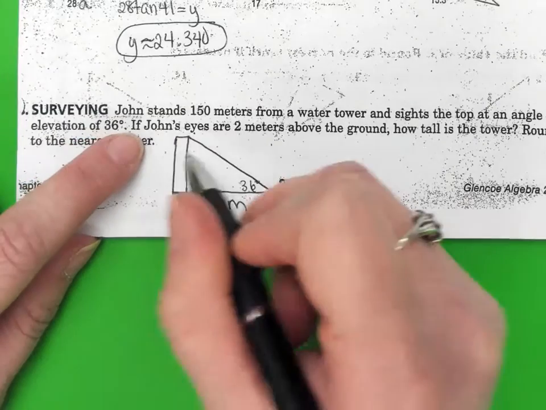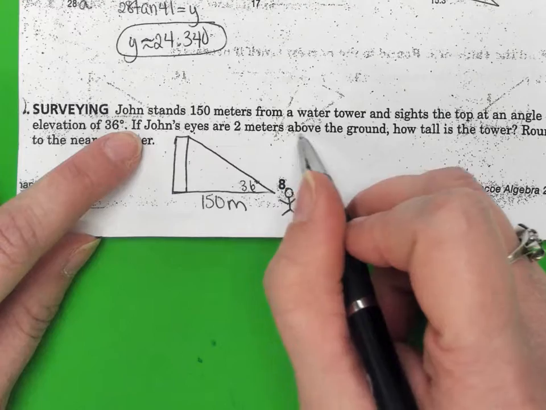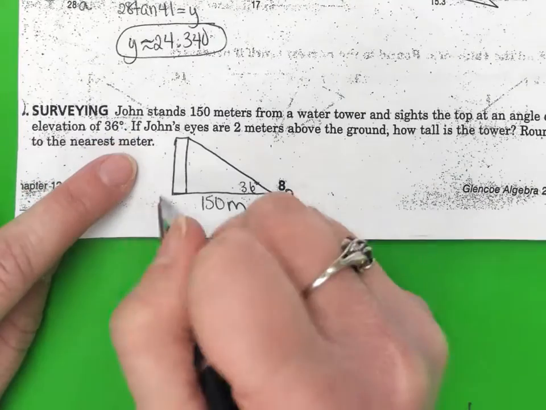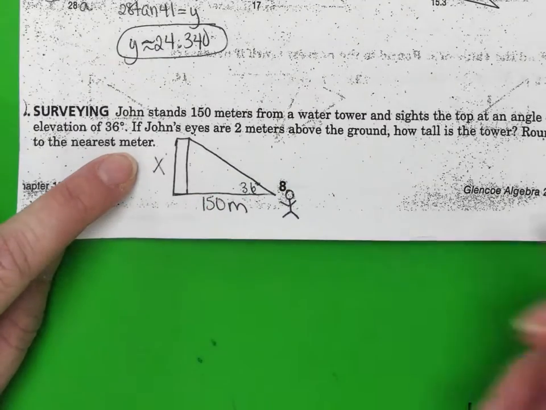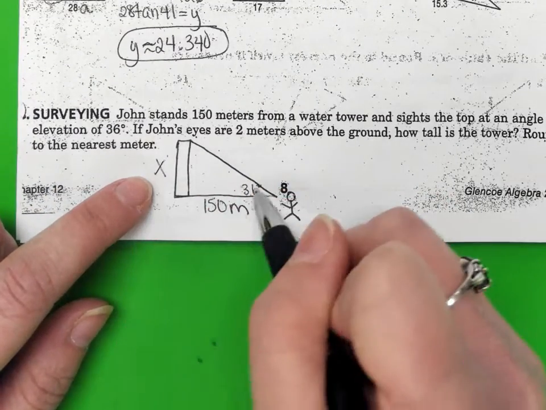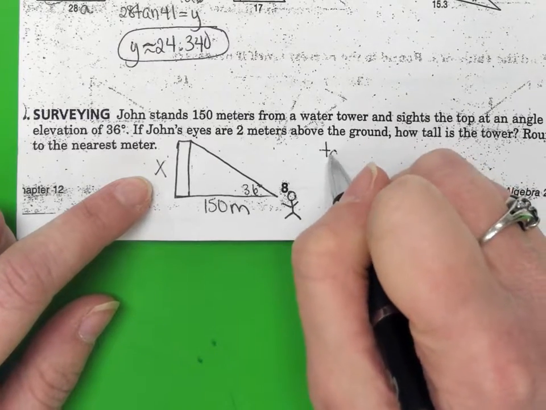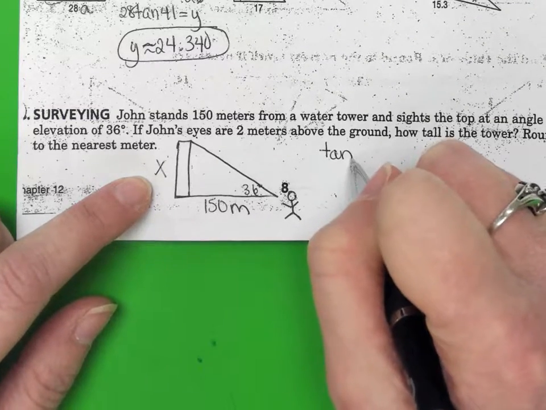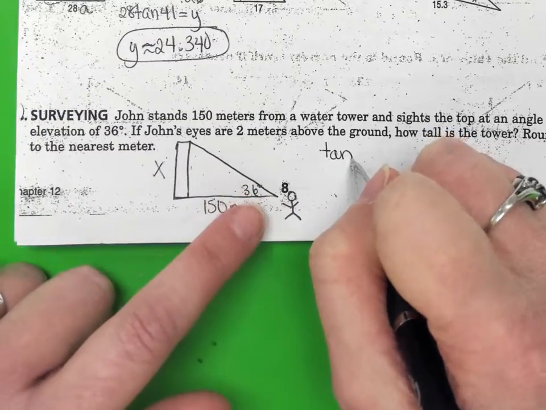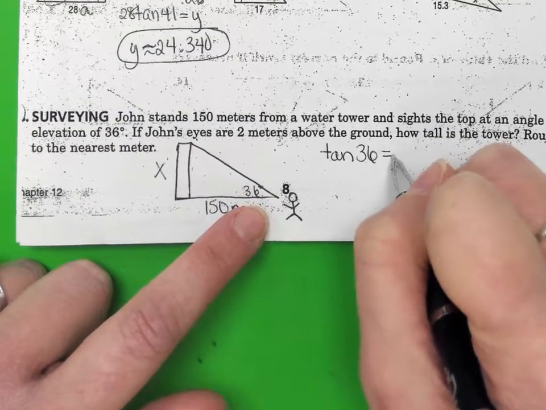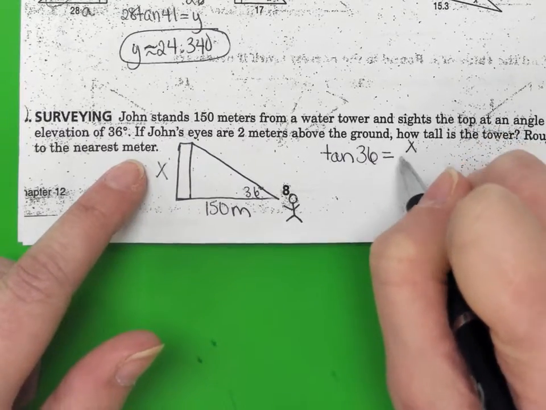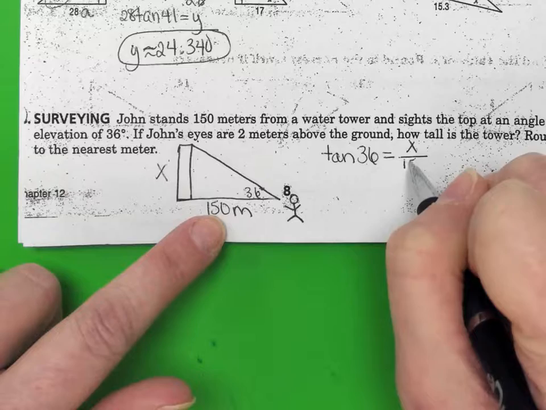If John's eyes are 2 meters above the ground, how tall is the tower? So we want to find how tall the tower is, right? So we have tangent because we have an opposite and an adjacent. Wait, so the 2 meters doesn't? We're getting there. He comes in at the end. So we have tangent of 36, and we have opposite, which is x, over adjacent, which is 150.